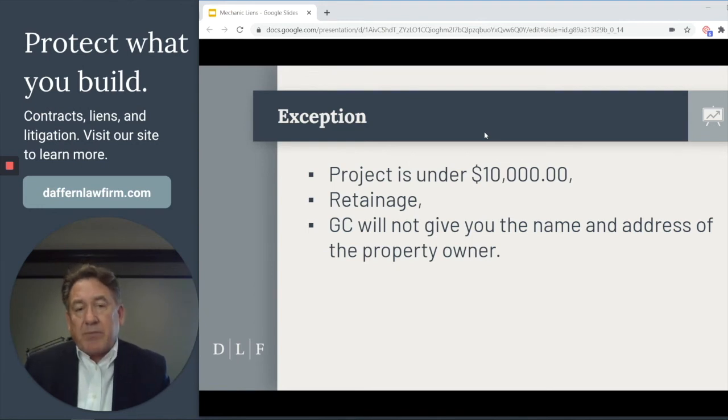Now, a third exception is when the GC will not give you the name and address of the property owner. The statute provides that one method that you can use to be exempted is to send out a notice to the general contractor requesting the information of the name and the legal description or address of the property owner so that you can send out the pre-lien notice. If the general contractor does not provide you that information within 5 days after receiving certified mail from you requesting that information, then you're exempted from providing a pre-lien notice.